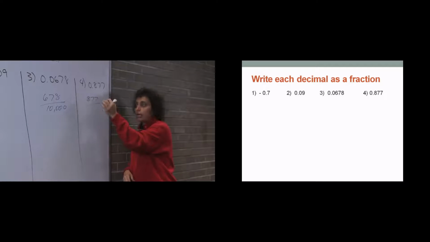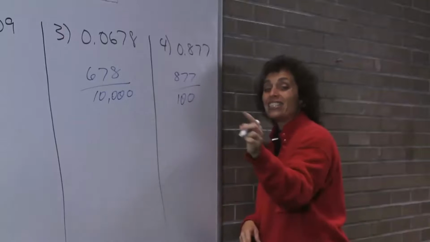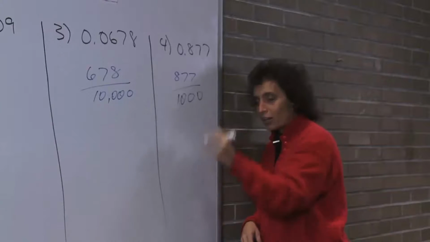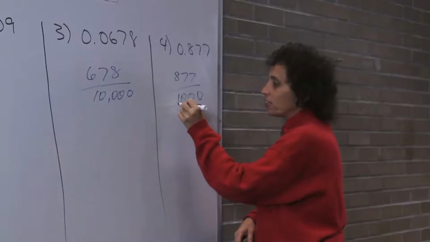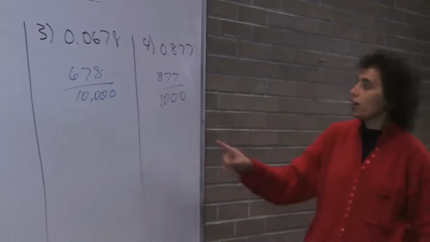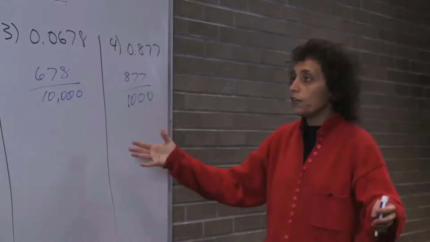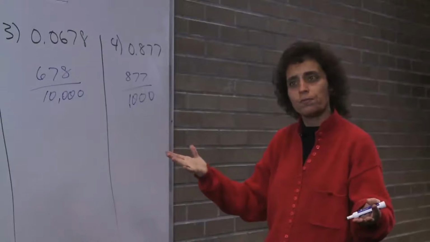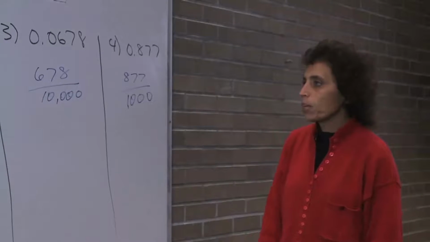Okay, let's take a look at this one. 877, you just write the number down. 1, 2, 3, tenths, hundredths, thousandths. Try to say that quick. All right, so 877 over a thousand, over 1,000. Okay, and that's it. You're done. That's all you do. 3 decimals, 3 zeros. Pretty simple.